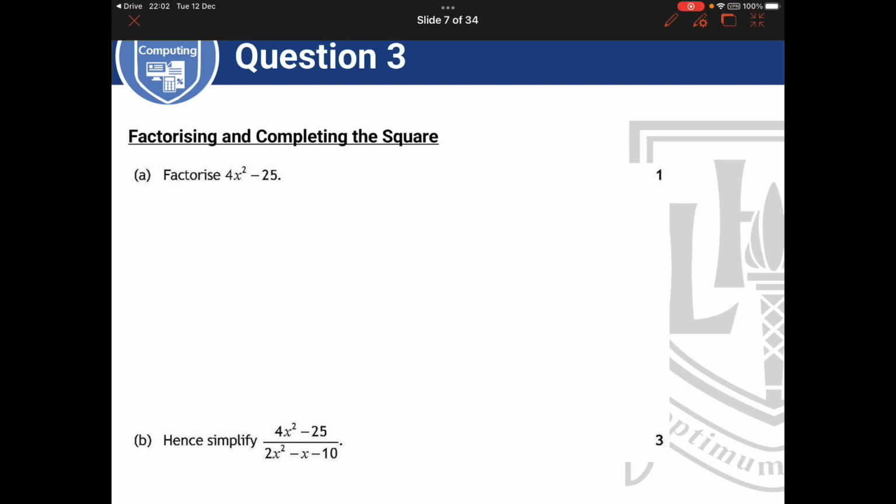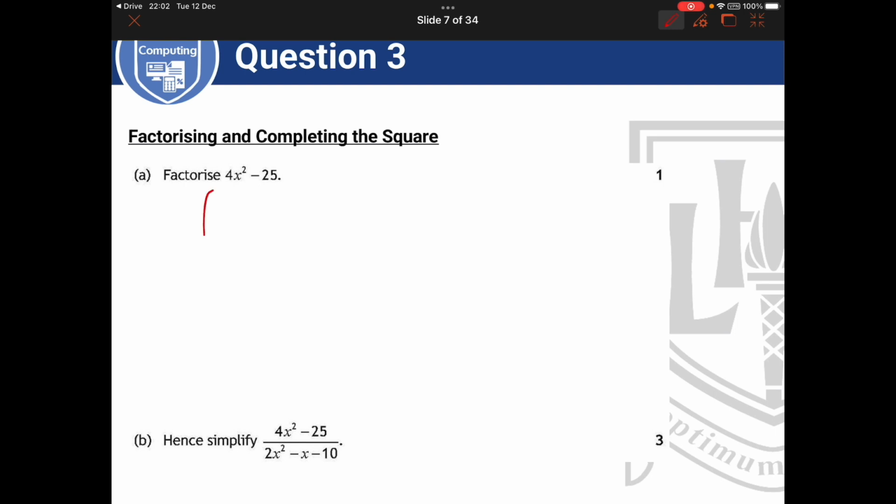So part A says, factorise 4x squared minus 25. So there are three types of factorising: common factor, difference of two squares, and trinomials. Looking at this here, do we have a common factor? Well, no, because there's nothing that goes into 4x squared that also goes into 25. But we do have two squared terms, 4x squared being a squared term and 25 being a squared term, and a takeaway in the middle. So that's a difference of two squares.